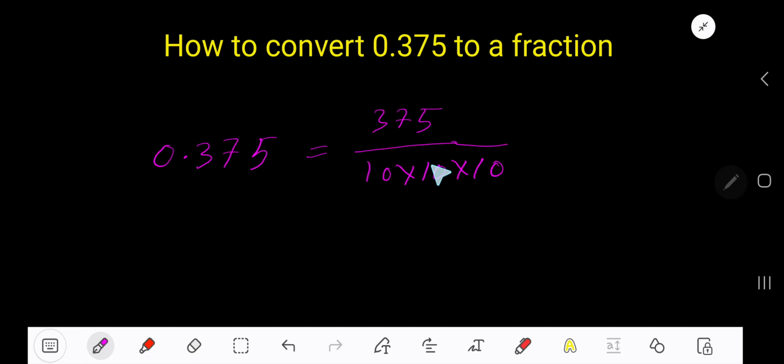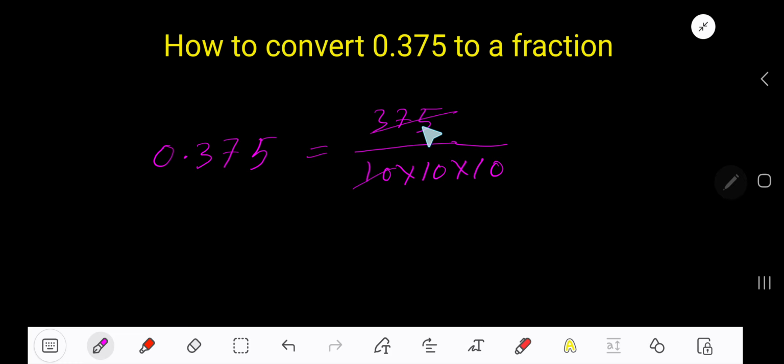Now we need to reduce or simplify this fraction. How to do that? To simplify this fraction in one step, we need to divide the numerator and denominator by the greatest common factor, after finding the greatest common factor. But if you want to simplify this fraction in multiple steps, then we need to divide the numerator and denominator by a common factor. This is divisible by 5, this is divisible by 5, so 5 is a common factor.